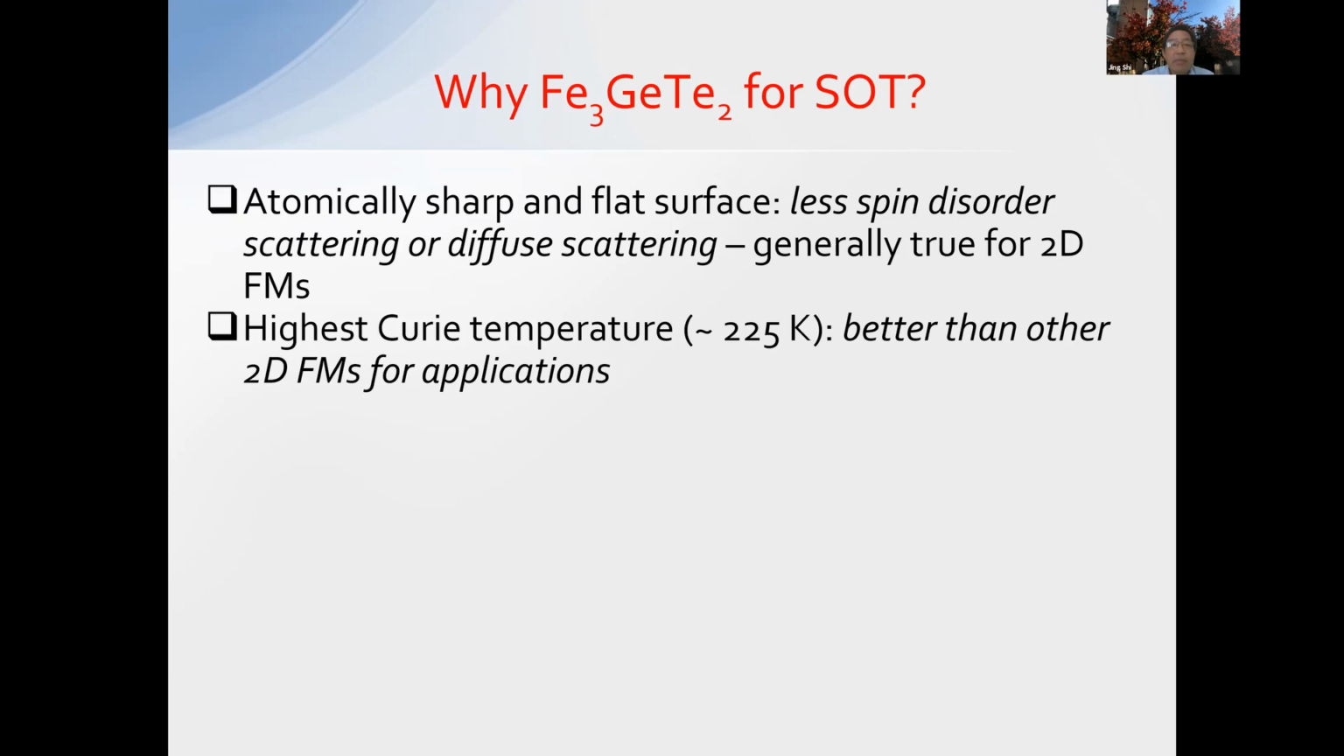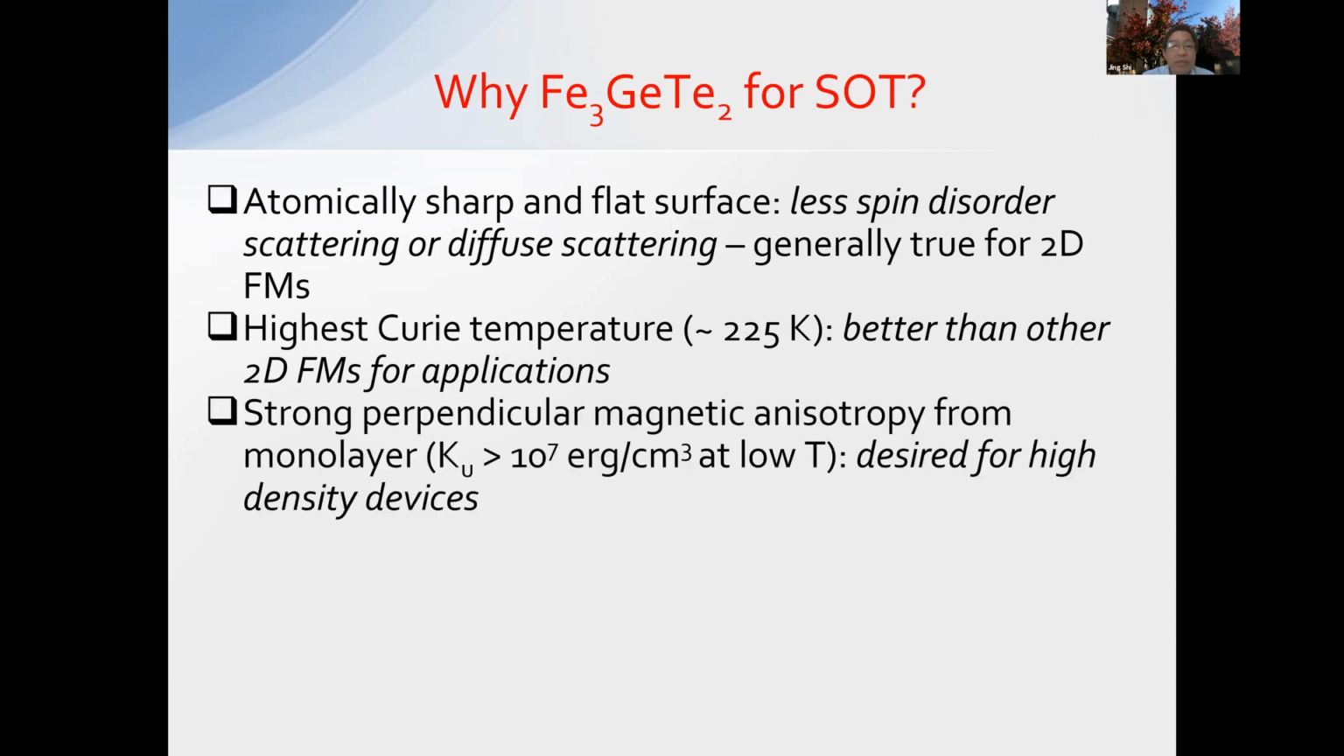Second, among other magnetic layered materials, FGT has so far the highest Curie temperature. This is for the 312 compound, right? The Curie temperature is about 225 K or so, which is better than other 2D magnets from an application point of view.